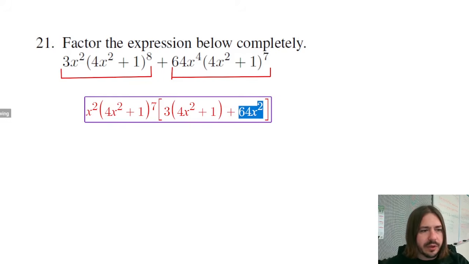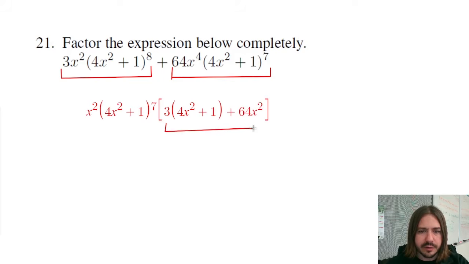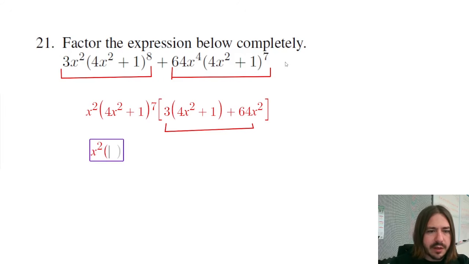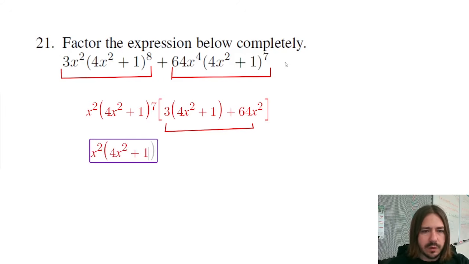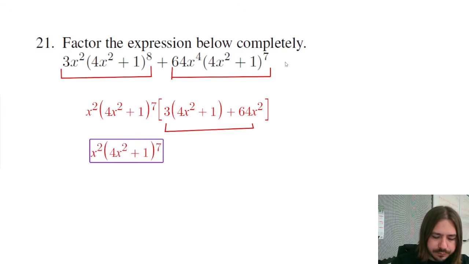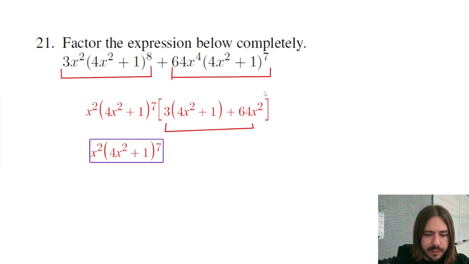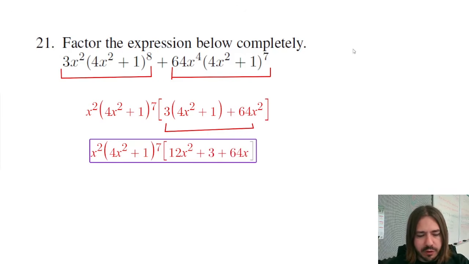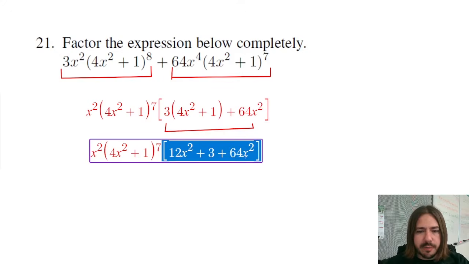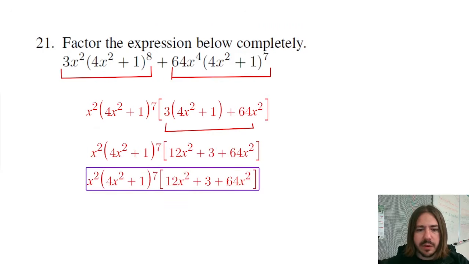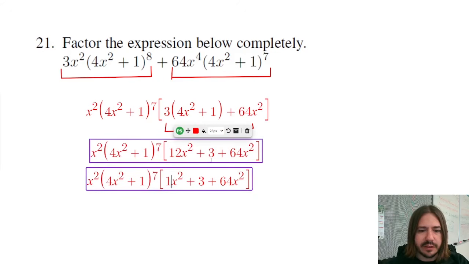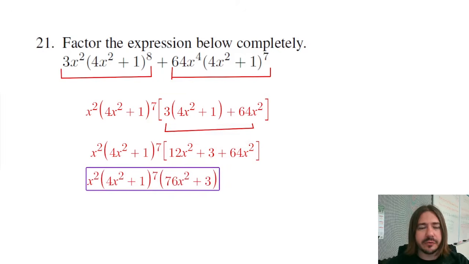So now what I want to do is simplify what I have over here a little bit. I'm going to leave that left part the same, x squared times 4x squared plus 1 to the 7th power, times, all right, here we go. I'm going to first distribute the 3, and that's going to give me 12x squared plus 3, and then I'll just leave that 64x squared here temporarily. And then the last thing I'm going to do is combine my x squareds here. 12x squared plus 64x squared is going to be 76x squared. And I know this answer looks kind of funky, but this is just what it is. And that's it for this one.